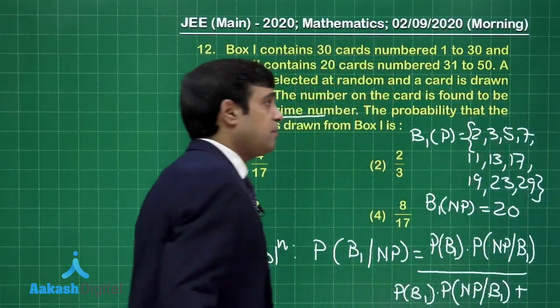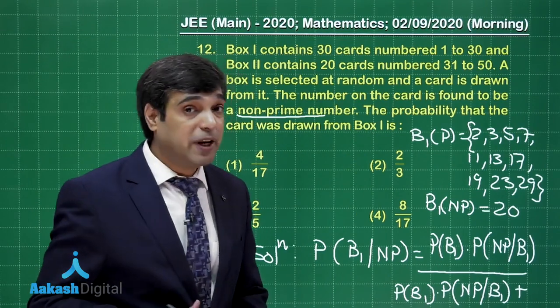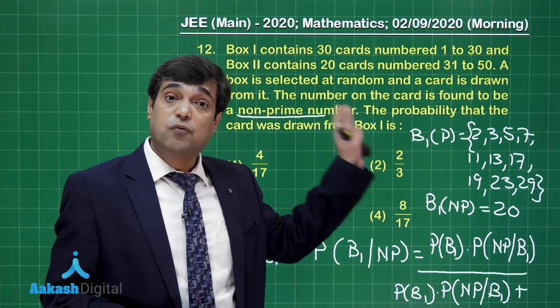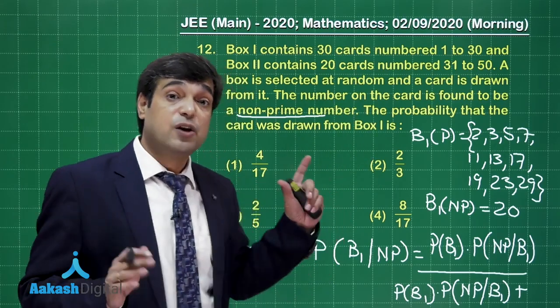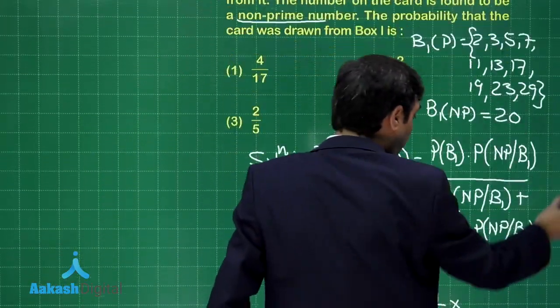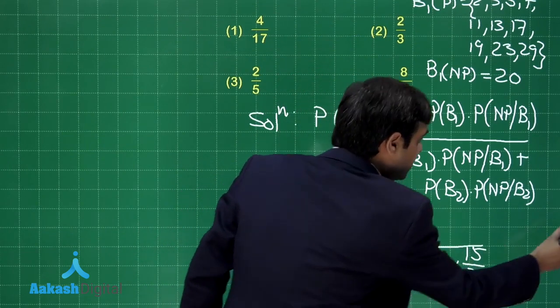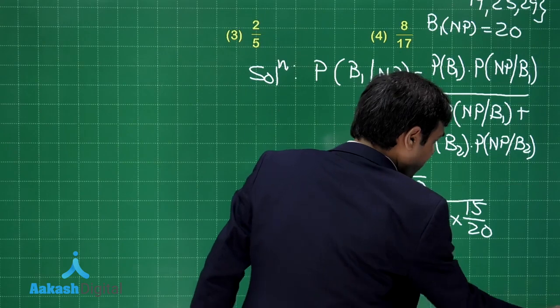next box is containing numbers from 31 to 50. How many primes in this case? 31, 37, 41, 43 and 47. So how many in total? 5. So how many non-prime? Total 15. So I'm sure this is clear. Just simplify to get the final result.